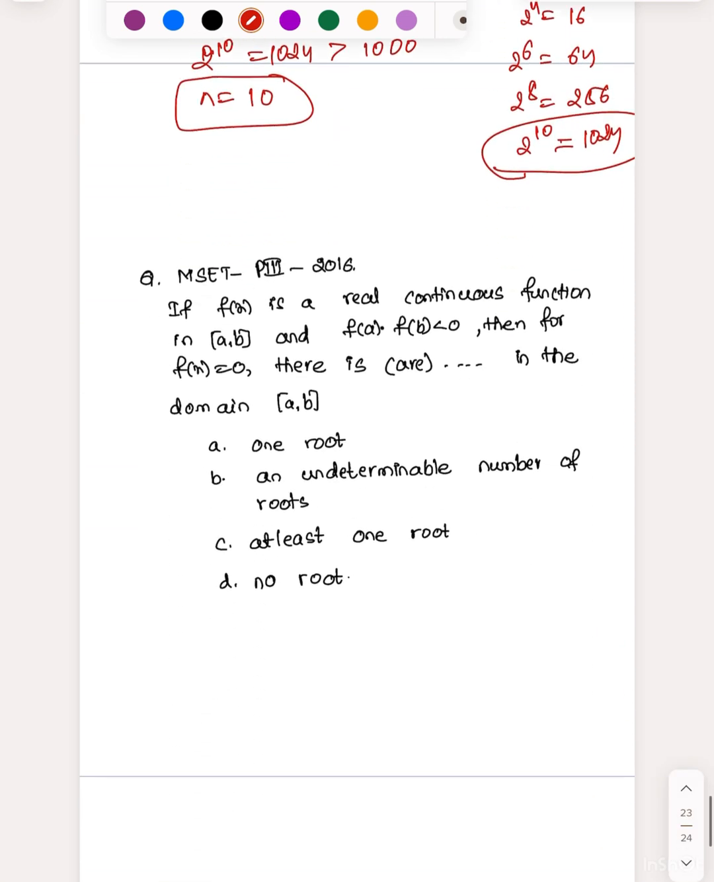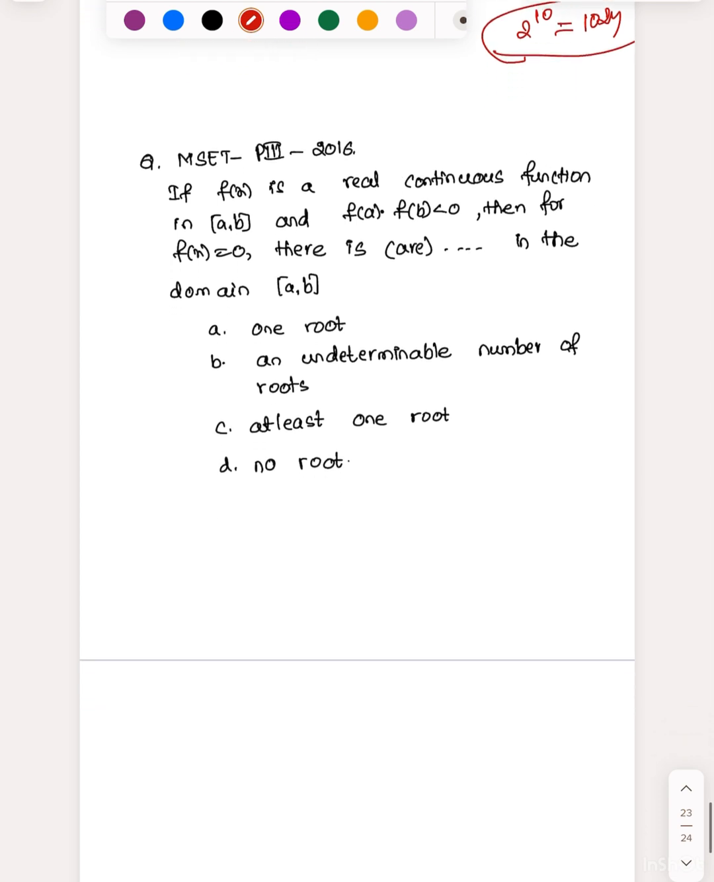Now a question of MSET 2016 from paper 3. The question says if f of x is a real continuous function in AB and f of a into f of b less than 0, then for f of x equal to 0, there is or are root(s) in the domain, the closed interval ab. Options are 1 root, an undeterminable number of roots, at least one root, no root.